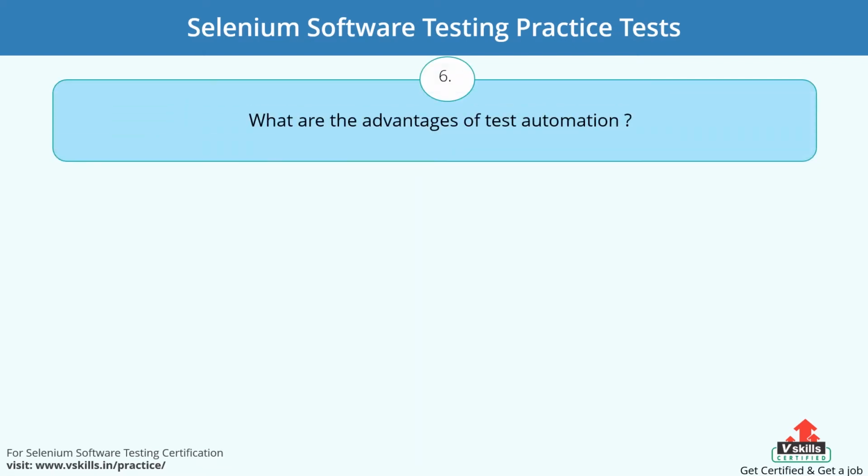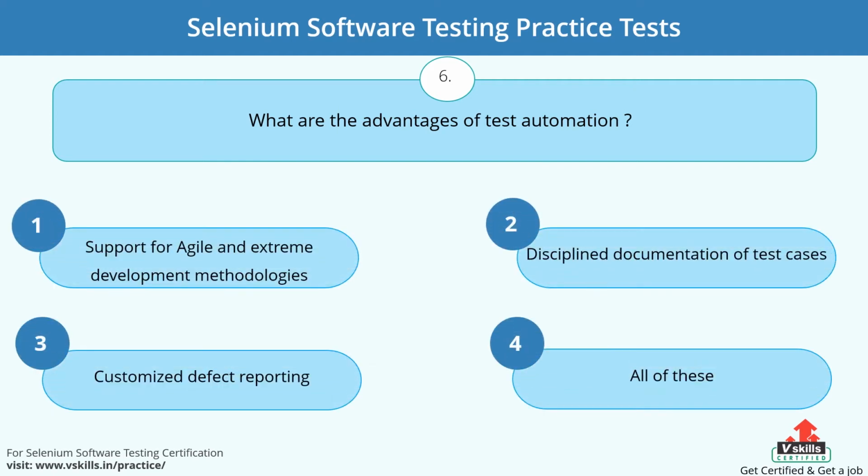Question number 6. What are the advantages of test automation? The options are A. Support for agile and extreme development methodologies, B. Disciplined documentation of test cases, C. Customized defect reporting, D. All of these. The correct answer is option D.